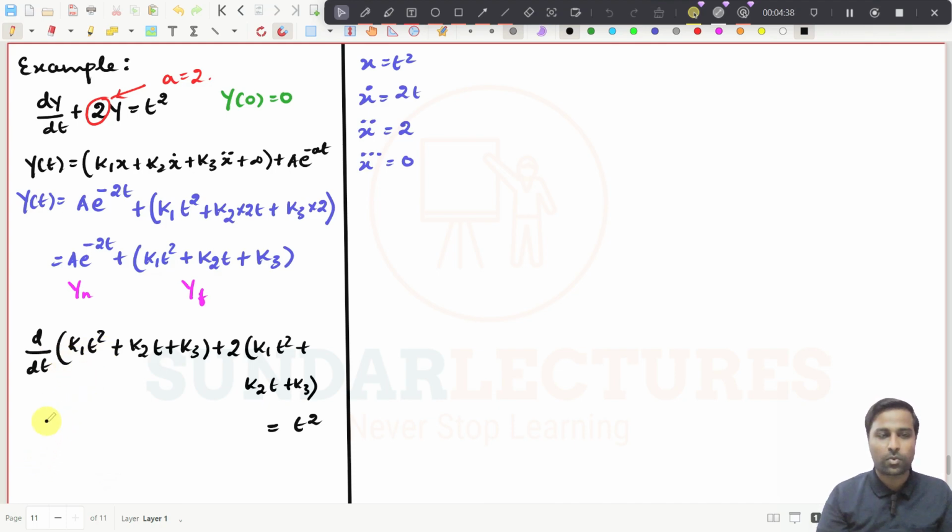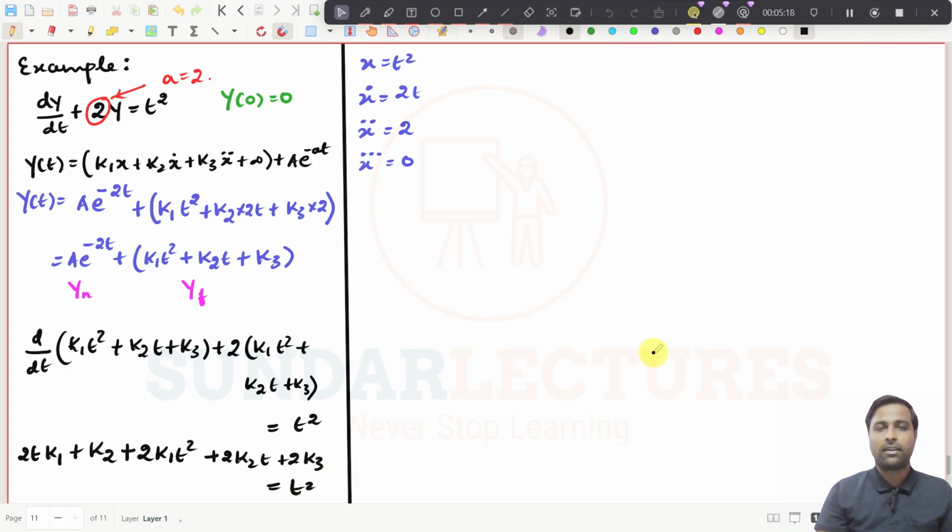So if you differentiate this one, what will you get? It will be 2t k1 plus k2, because if you differentiate t, it will be 1, plus k3 will be 0, right? There will not be any k3 because if you differentiate a constant value, it becomes 0. Then plus 2k1 t square plus 2k2 t plus 2k3. That should be equal to what?